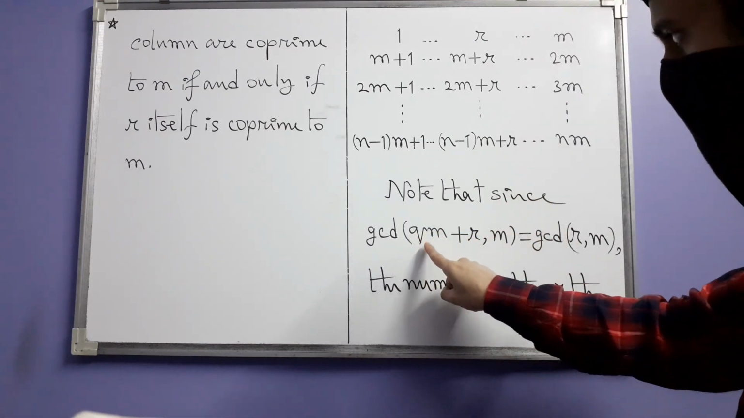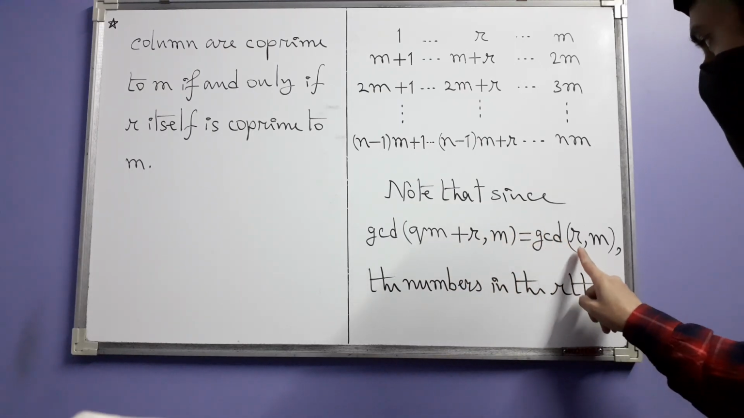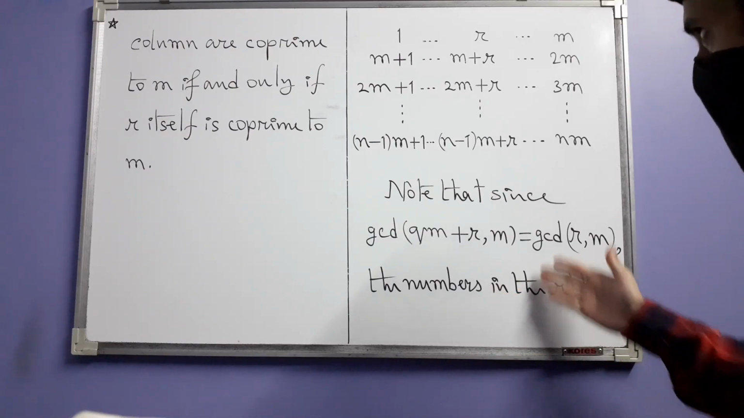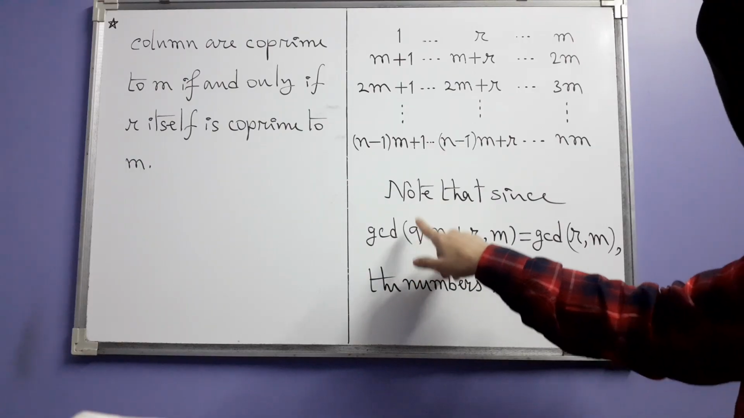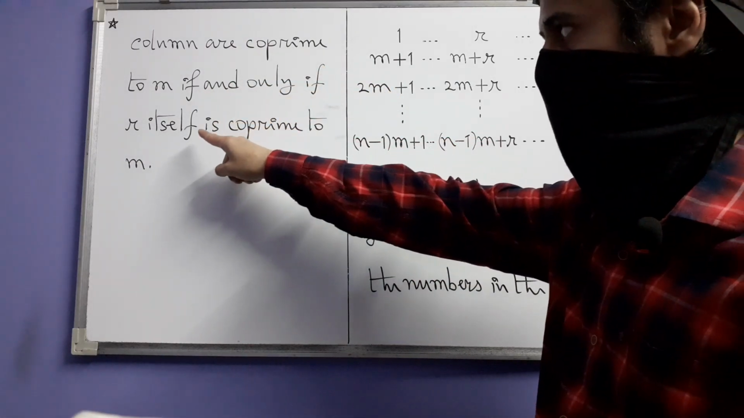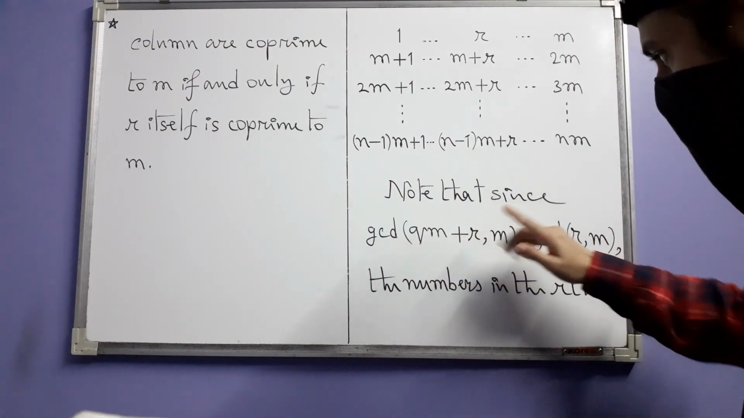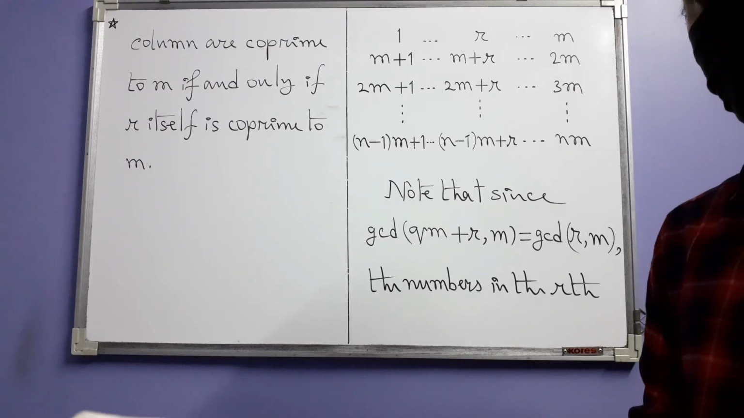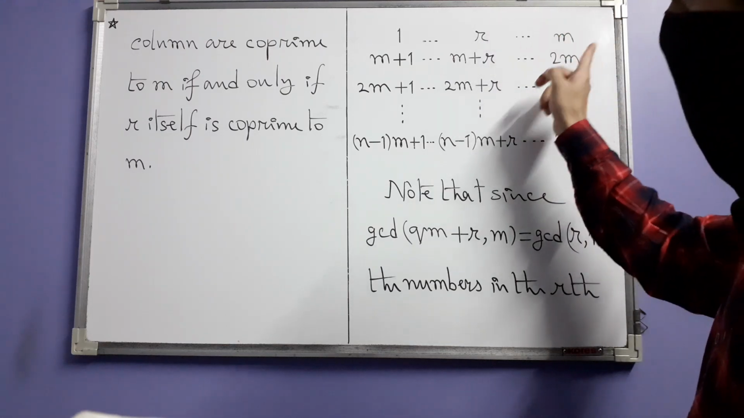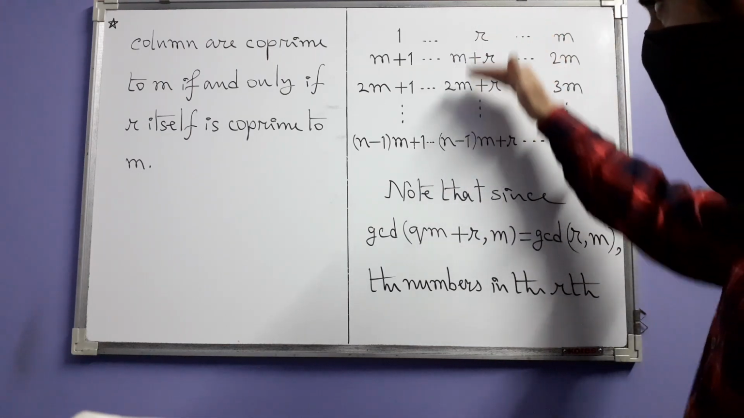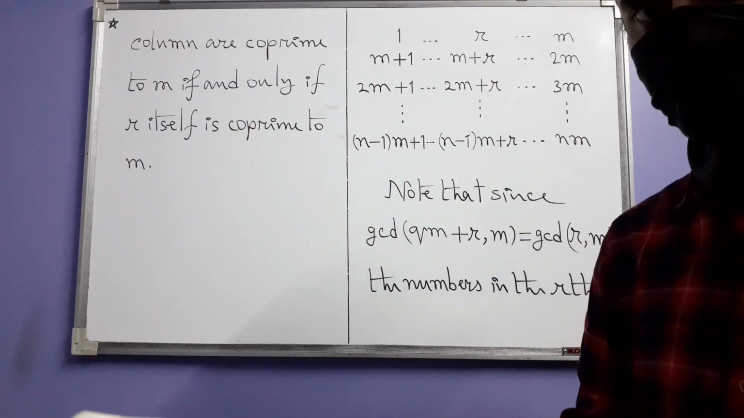Now this is one crucial observation. Note that since the GCD of qm plus r and m is equal to the GCD of r and m, the numbers in the rth column, which have this form, are co-prime to m if and only if r itself is co-prime to m. This is 1 if and only if this is 1. So what does that mean? It means that if r is co-prime to m, then all the numbers in this column are co-prime to m, otherwise none of them is co-prime to m.